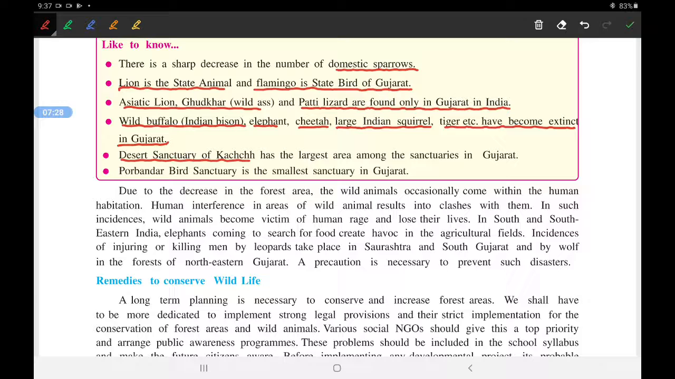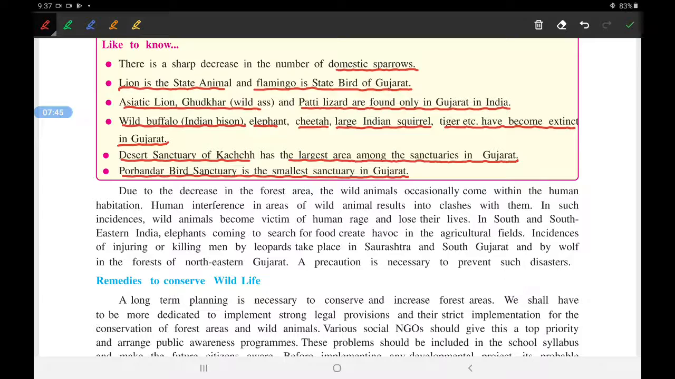Desert Sanctuary of Kutch has the largest area among the sanctuaries in Gujarat. So it is the biggest sanctuary in Gujarat. Porbandar Bird Sanctuary is the smallest sanctuary in Gujarat. So this is good data for you.